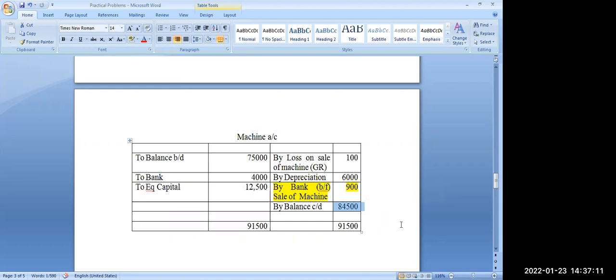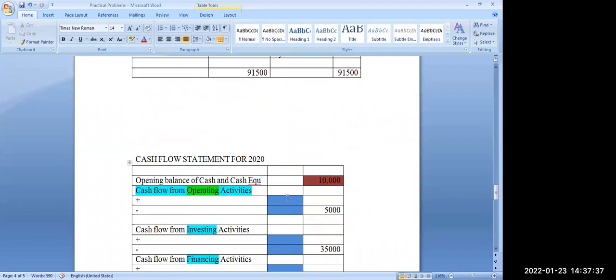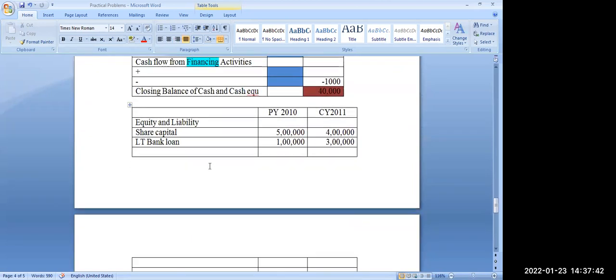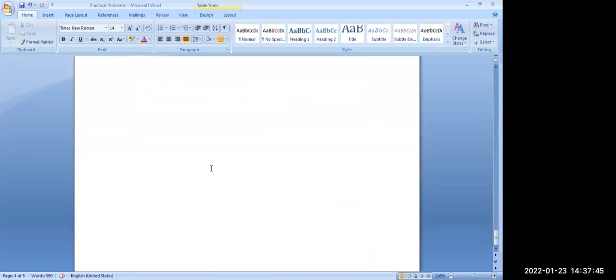For that reason, you have to prepare a small ledger account of machinery. If there are two or three items in the machinery, then we may not take a conclusion immediately. 75 has become 84, and the difference I can take as a purchase of machinery only if there are no other items given in the question. If we bought a machine, sold a machine, and considered depreciation also, we have to find the net effect of this, that is 9,500. This is how you have to prepare the cash flow statement of a company. Okay, any doubt in this?